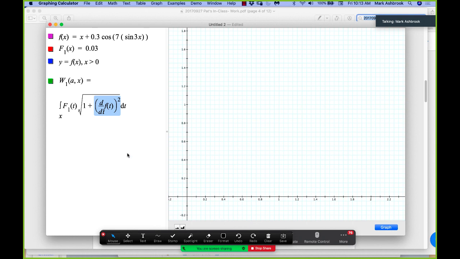No, because the arc length keeps increasing. It's always positive. Okay. If arc length keeps increasing, then what about the distance that the ant has traveled? It also increases.